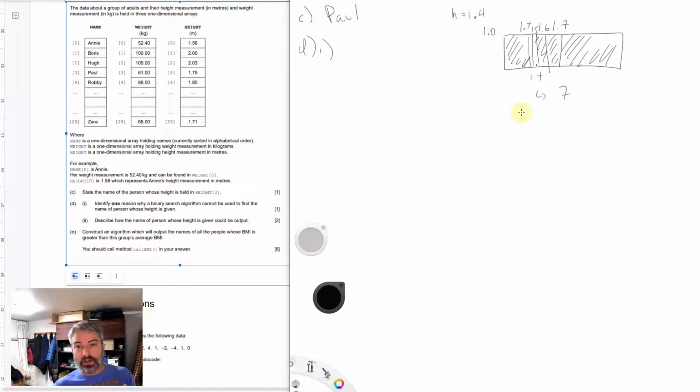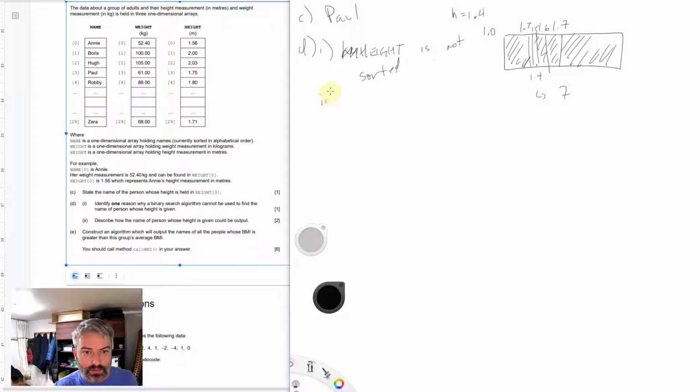So the whole point of that, though, is that it only works when the data is sorted. If it's not sorted, then finding the middle value has no meaning because there's no order to the data. So short answer is data needs to be sorted, and this data is not sorted. Actually, the names are sorted in alphabetical order. The weight isn't sorted in any kind of order. So looking for the height, actually, let's use big capitals to identify the array is not sorted.